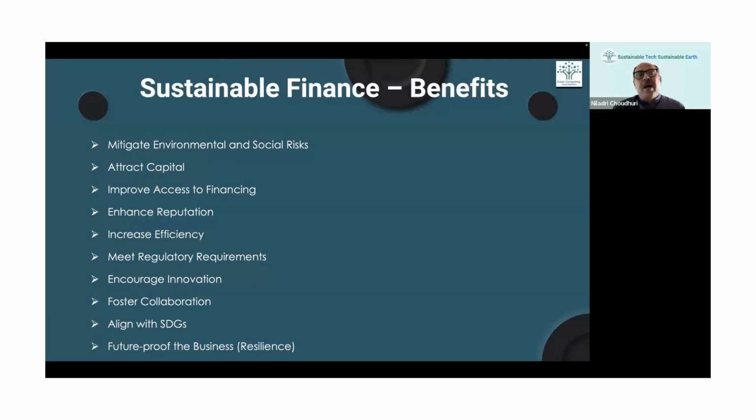The benefit of sustainable finance is mitigating environmental and social risk. It will attract capital. It will help in improving access to finance, as I mentioned. Obviously, it enhances reputation, increases efficiency, meets regulatory requirements, encourages innovation, fosters collaboration, aligns with the SDGs, and future-proofs a business, which is resilience. Now, this regulation part is also important.